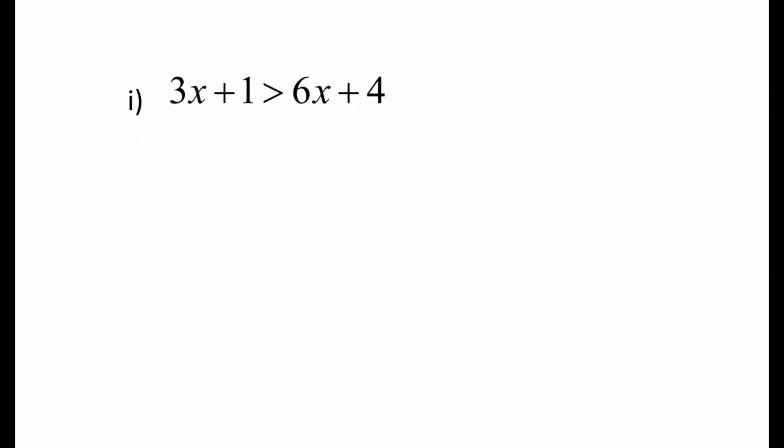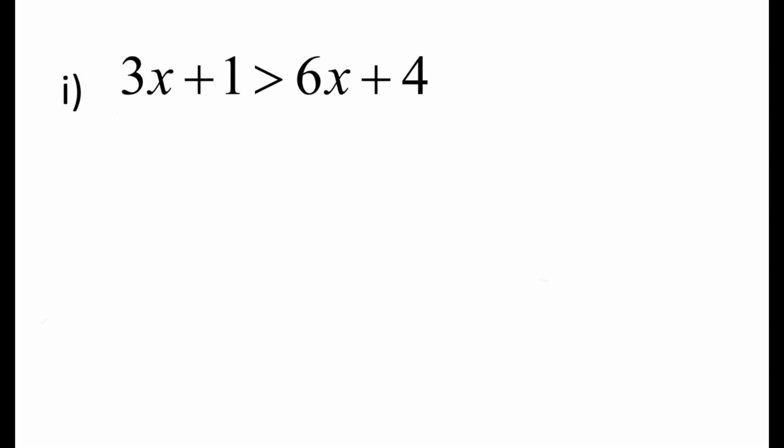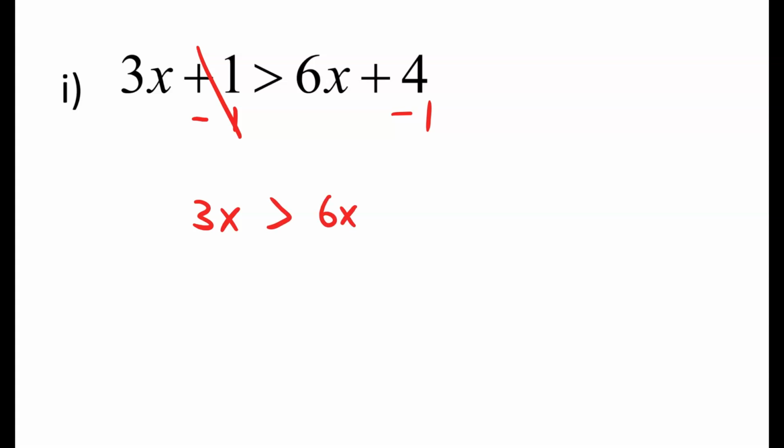Now we're moving on to I. I is 3x plus 1 is greater than 6x plus 4. What we need to start off with doing is getting our constants onto the right hand side, getting our variables onto the left hand side. So we want to do the opposite of adding 1, where we subtract 1 and subtract 1, canceling it on the left hand side, leaving us with just 3x. Our symbol stays the same, and we have 6x, and now we have positive 4 subtract 1, leaving us with positive 3.